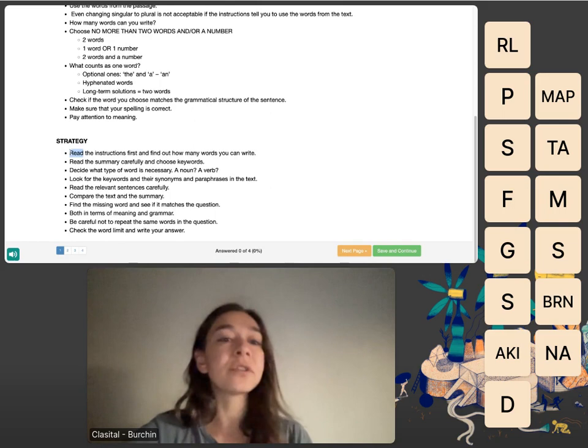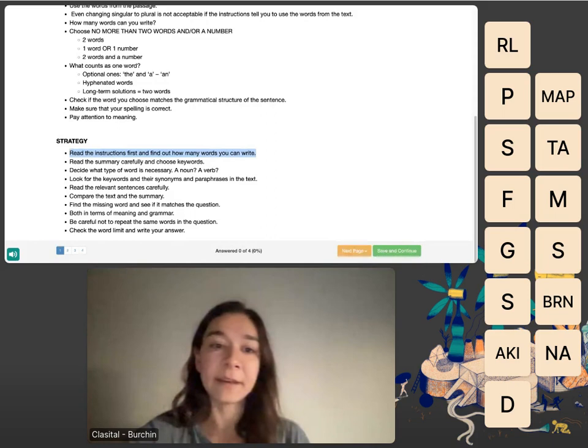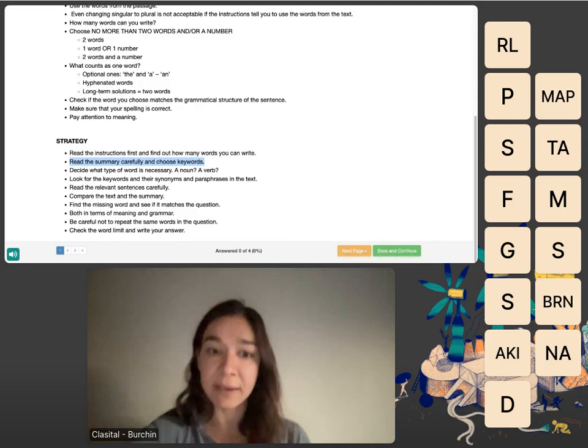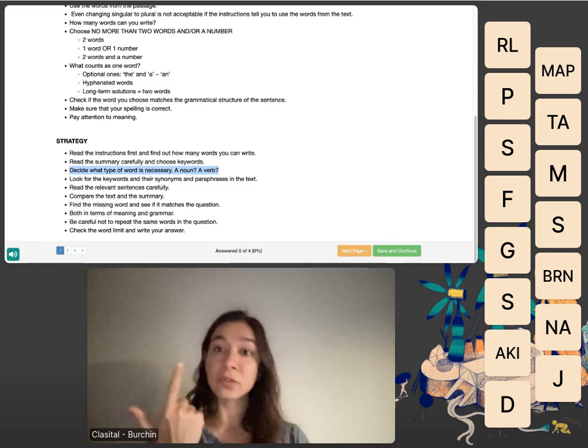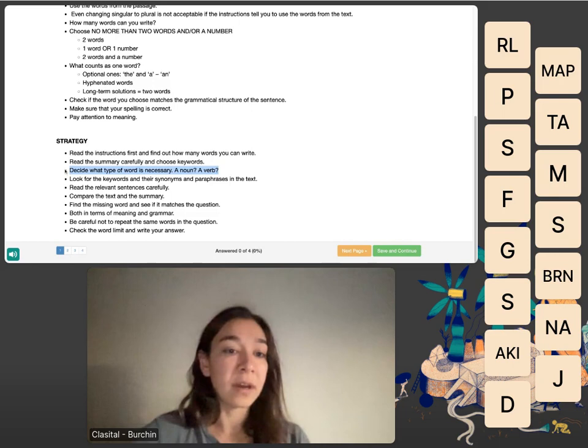First, we will read the instruction and find out how many words we can write. Then we will read the summary carefully and choose the keywords. We will decide what type of word we should write in that blank. Should it be a noun? Should it be a verb? Should it be an adjective? This will give you a lot of tips.